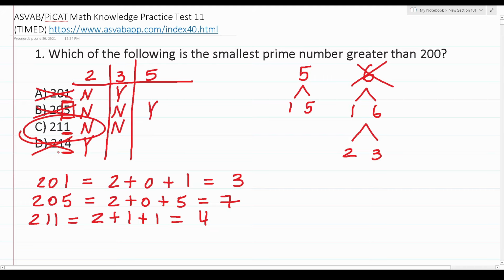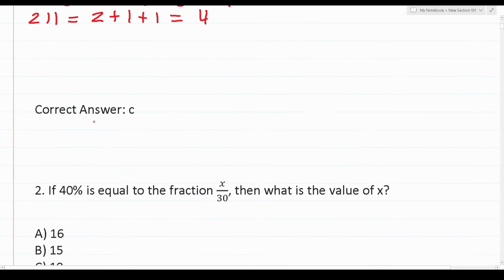So I'm working this out to show you the logic behind what I'm doing. In reality, you should get to the point where you can solve these mentally by applying divisibility rules, because the divisibility rules, as you just saw, are very easy to use. All right, so that's the first one. Answer was C.